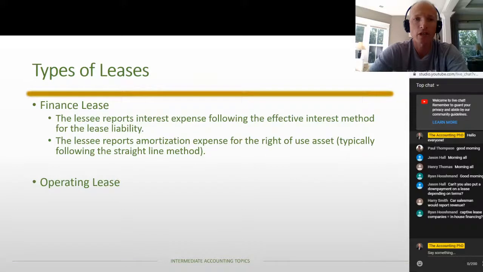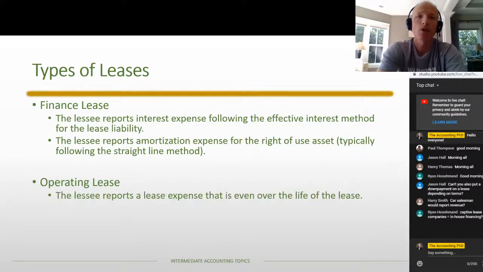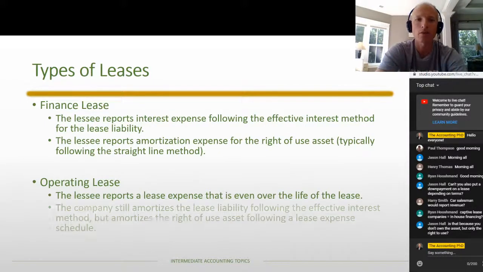And then the other classification is an operating lease. With this one, there's just a lease expense. And that lease expense is even over the life of the lease. So just expense, sort of like you would, every month, lease expense, lease expense, lease expense. Of course, in this class, we're going to accrue it either with the payment or at the end of a fiscal year, but it's evenly distributed throughout the life of the lease.